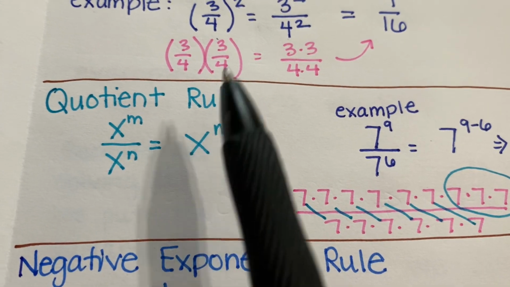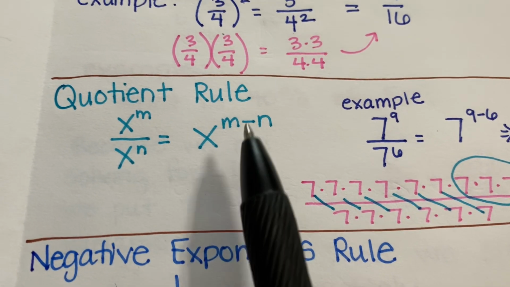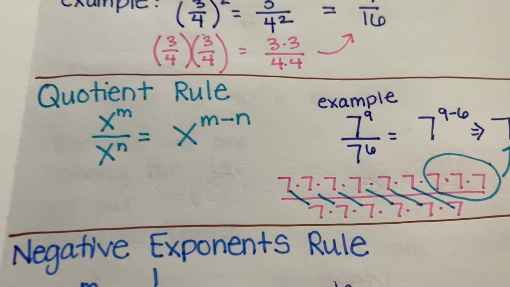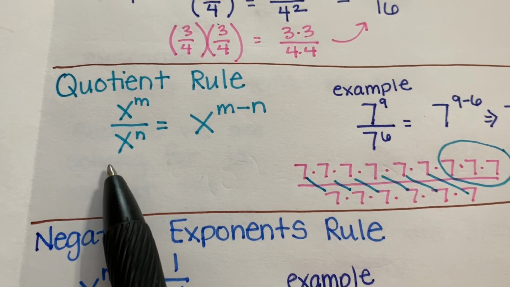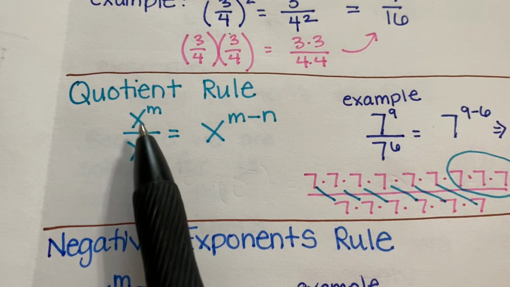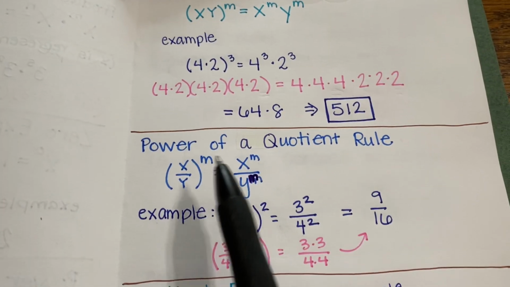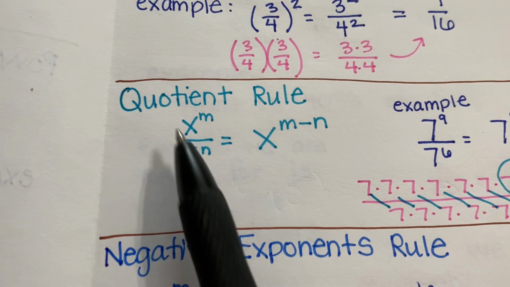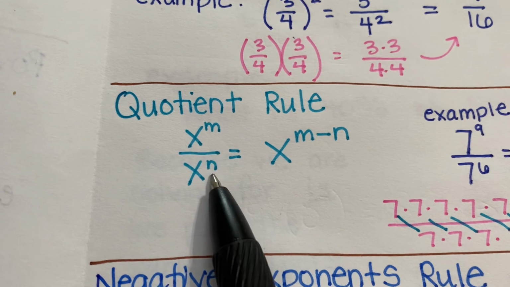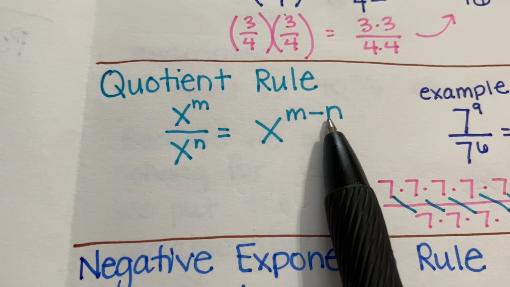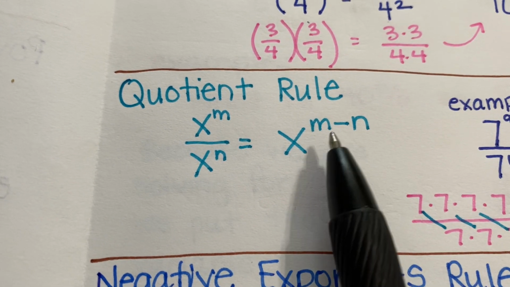The quotient rule, this one right here is one of my favorites to teach. So I hope you're listening. Buckle up. Here we go. So when you have the same number, notice it's an X over an X. It's not X and Y, it's X over an X, and they have a different exponent. You are basically subtracting. You get the same X, but you're subtracting their exponents.